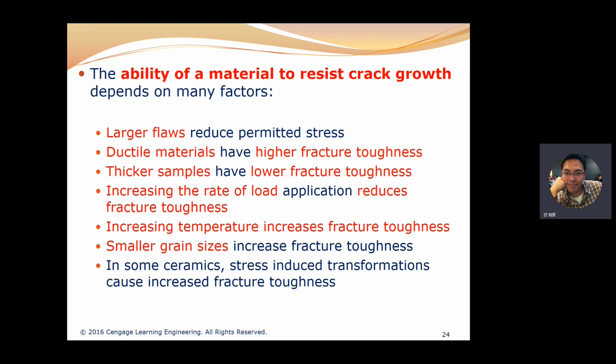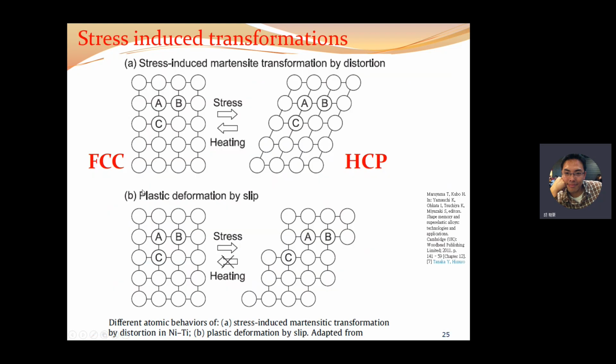Okay, and in some ceramics, stress-induced transformation causes an increase in fracture toughness. So I will show you a figure about this. It's called stress-induced transformation. For example, we have a crystal structure initially, and when this material withstands a stress, it transforms its crystal structure. In this case, it might have a shear stress like this, right? We apply a shear stress, so it will transform from FCC to HCP.